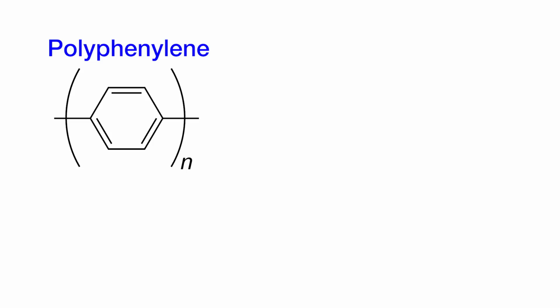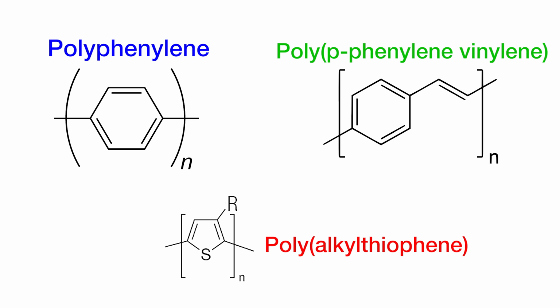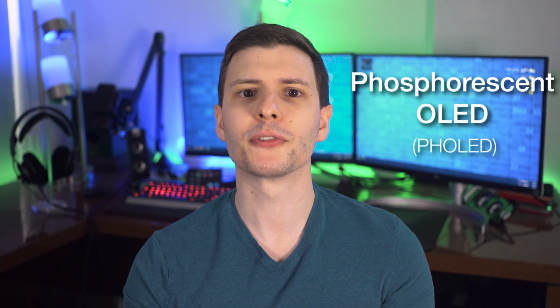Here are some specific polymers used for different colors. There's polyphenylene, which is a blue emitter, polyp-phenylene-vinylene, it's a green emitter, and polyalkylthiophene, and it's a red emitter. You can see these little diagrams show the base pattern, and the brackets indicate that it repeats on either side. All that being said though, like I mentioned, my understanding is that polymer-based OLED is still mostly in the development stage. Finally, there is a third possible type of OLED that is still being explored called phosphorescent OLED or PHOLED.